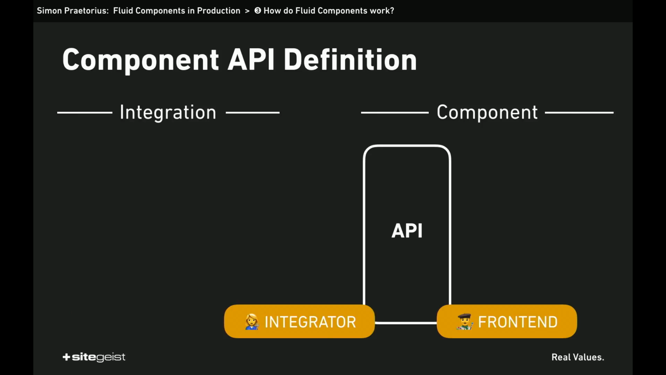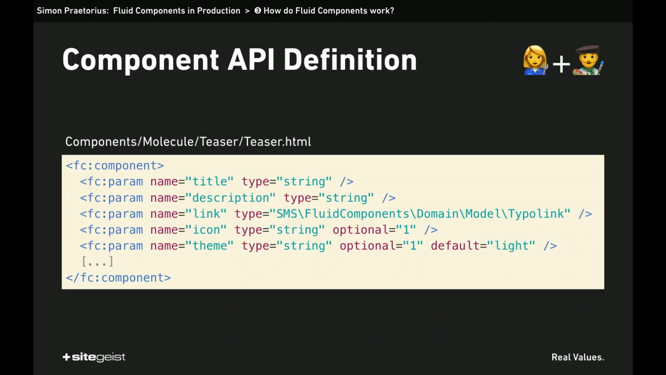So how would we build this? As I said before, we would usually start with the API definition. So both stacks come together and work together on the API definition. That's how it would look like in Fluid Components.